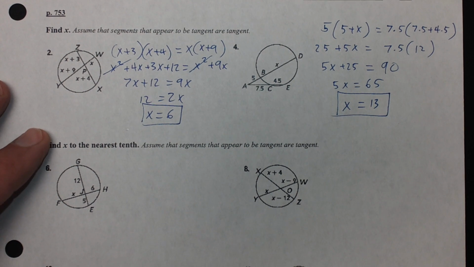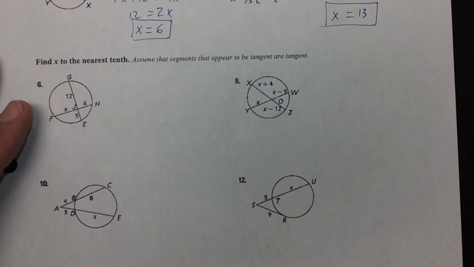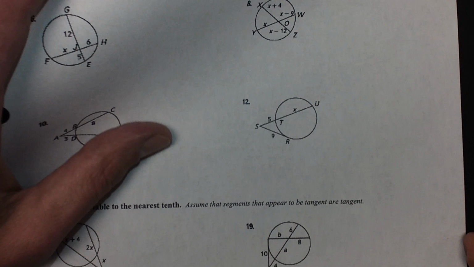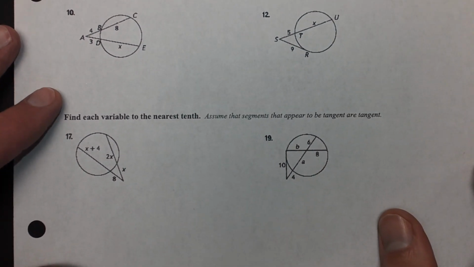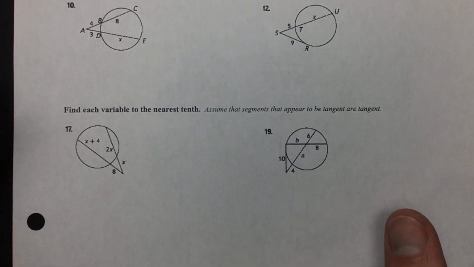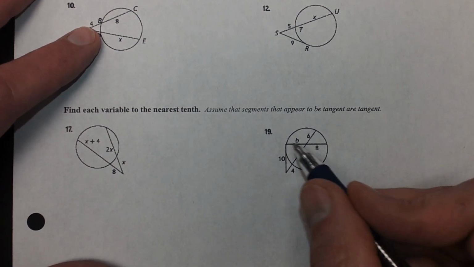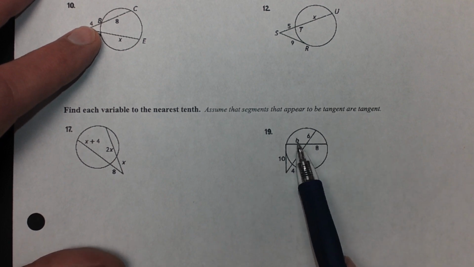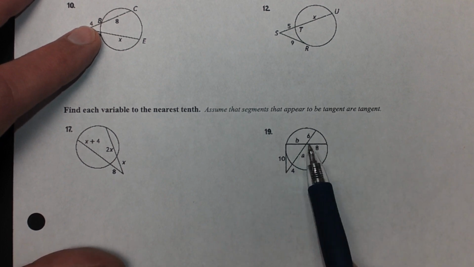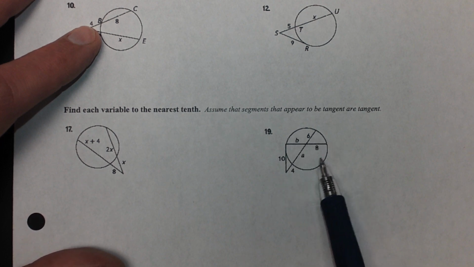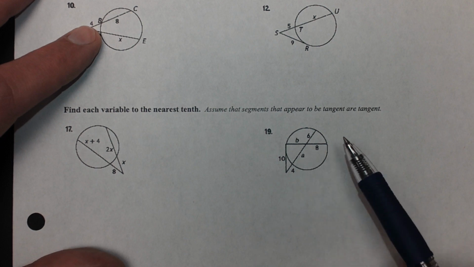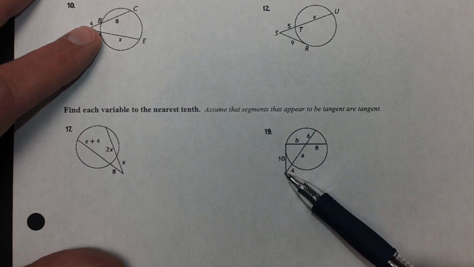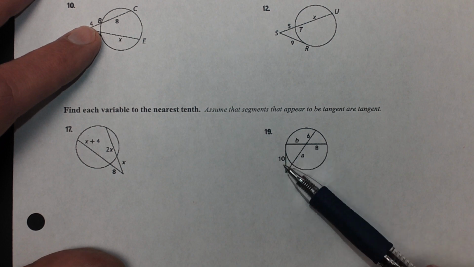Okay, so moving along, the next one I'm going to go over is the very last one on the first page, which is actually a two-part problem, and number 19 that is. So we're going to look for a and b. Notice b is one of the segments of a chord. a is also a segment of a chord. So that would mean, if I'm working on the chords, I have two different variables, and I can't really solve that simultaneously. But if I look at the tangent, this one is a tangent, by the way.